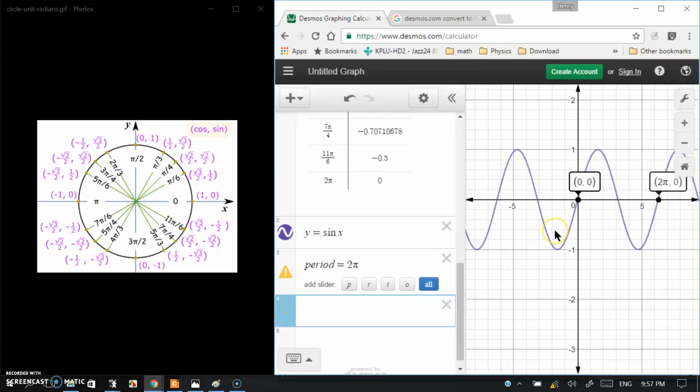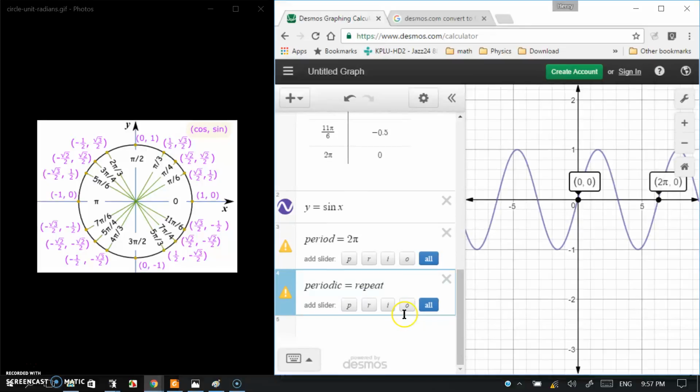So period is basically how long does it take for this wave to repeat itself. So start from here, up, down, up again. This is 2 pi, right? The period is 2 pi. And because it repeats, sine function, cosine function, actually all the trig functions, we call them periodic. This is just a fancy word for repeat. Okay, they are all periodic, which means they just keep on repeating.